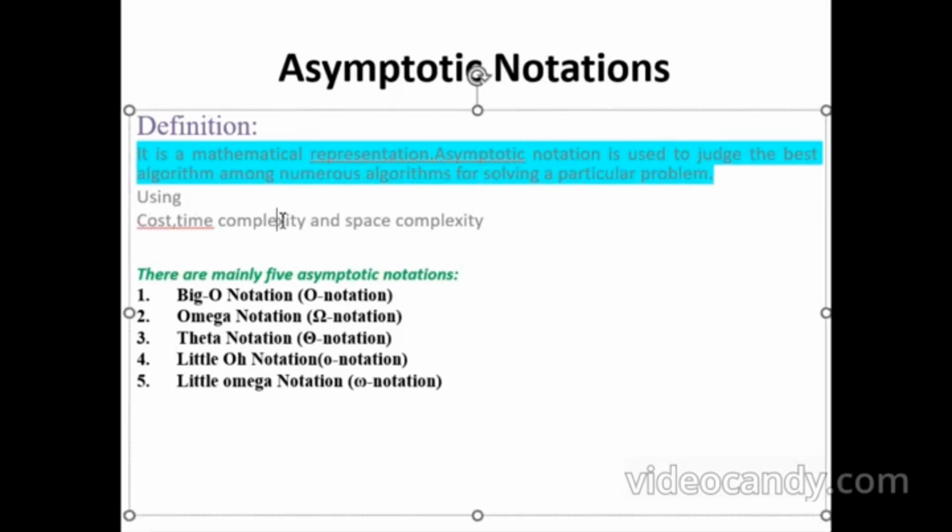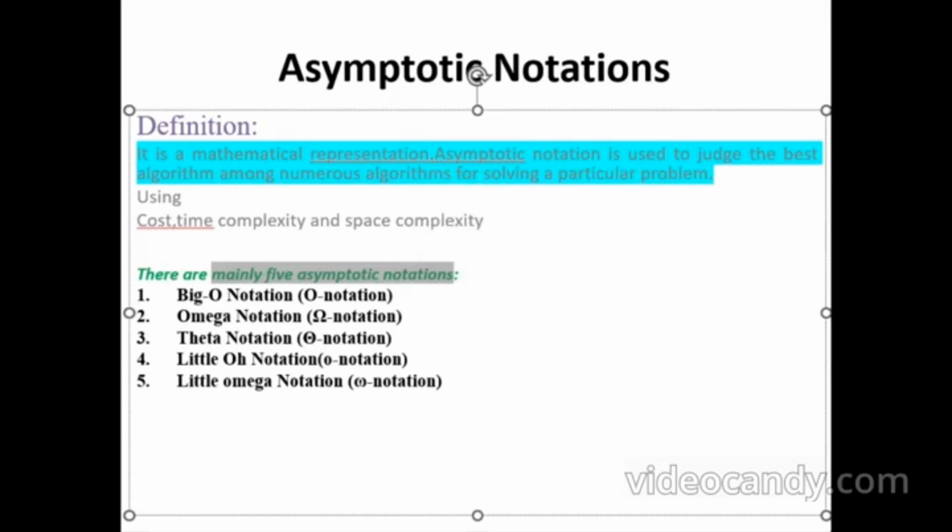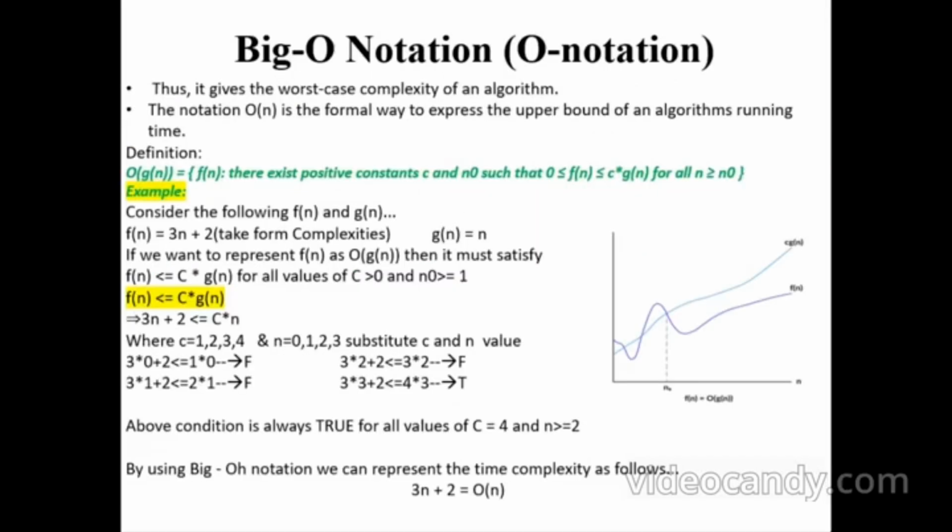There are 5 types of asymptotic notations. First one is the big O notation, then omega notation, theta notation, little o notation and little omega notation. Big O notation is the first one. This represents the worst case complexity and the formal representation is order of n. It is always specified with the upper bound of algorithms. We'll see the definition.